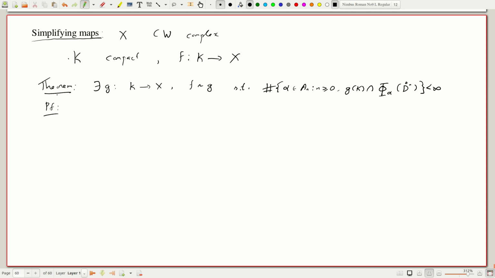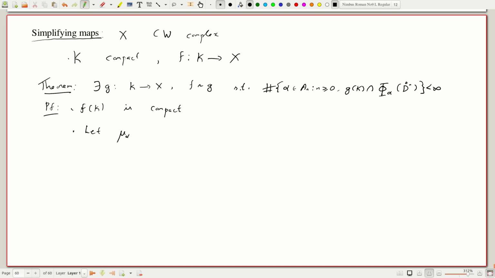First, an obvious bit of set topology: f of K is compact, since K is compact. But this gives nothing about the CW complex. The crucial point is we can look at the midpoint.